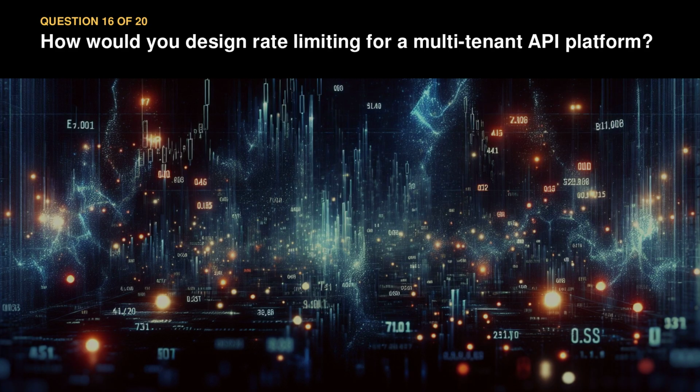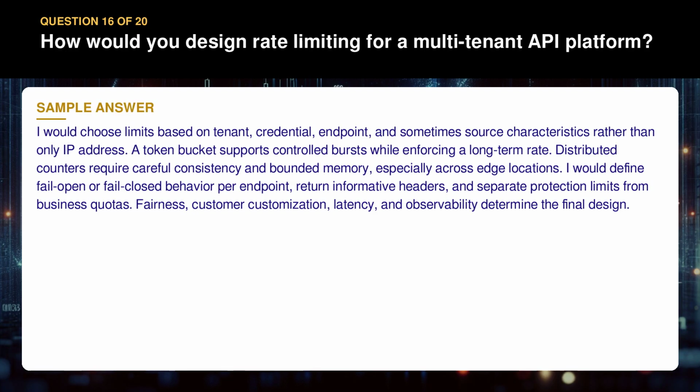Question 16. How would you design rate limiting for a multi-tenant API platform? I would choose limits based on tenant, credential, endpoint, and sometimes source characteristics rather than only IP address. A token bucket supports controlled bursts while enforcing a long-term rate. Distributed counters require careful consistency and bounded memory, especially across edge locations.